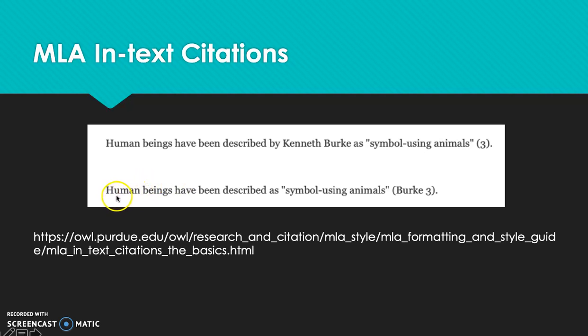An example of that would be, human beings have been described as, quote, symbol-using animals, quote. Then you would put a parenthesis, Burke 3, because Burke is the author where you found the source, and 3 is the page number you found it on. Close the parentheses and put a period after. If you decide to do this, instead of introducing the author in your signal phrase, you must put the author and the page number in the parentheses at the end.